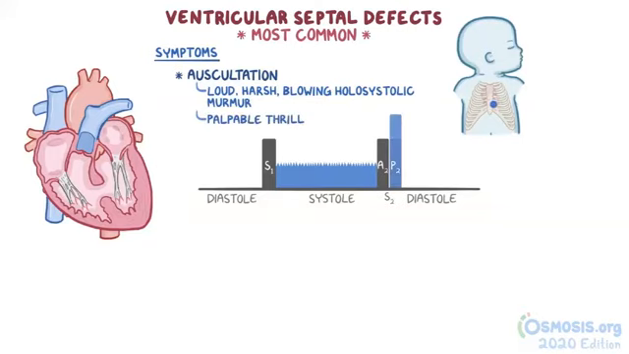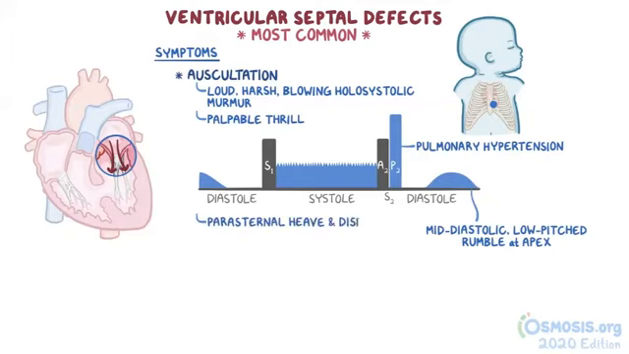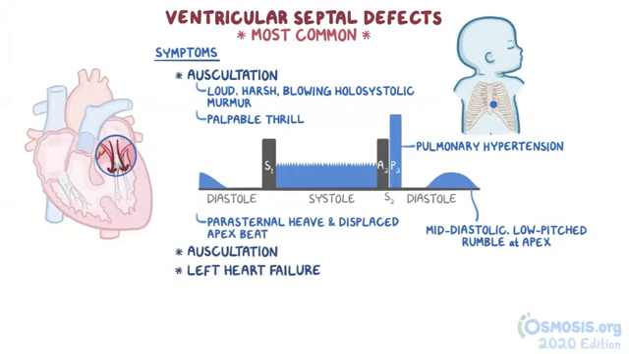The pulmonic component of the second heart sound can also get louder as a result of pulmonary hypertension, and because of the increased blood flow across the mitral valve, a mid-diastolic, low-pitched rumble at the apex might also be heard. Larger VSDs can cause a parasternal heave and a displaced apex beat. Over time, left heart failure might develop, leading to pitting peripheral edema, ascites, and liver enlargement.